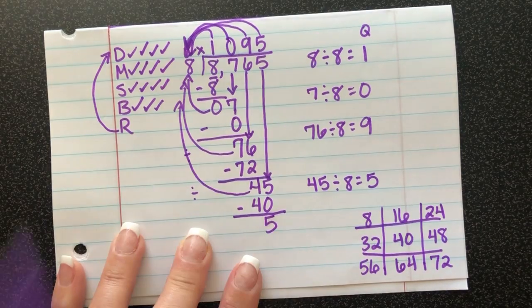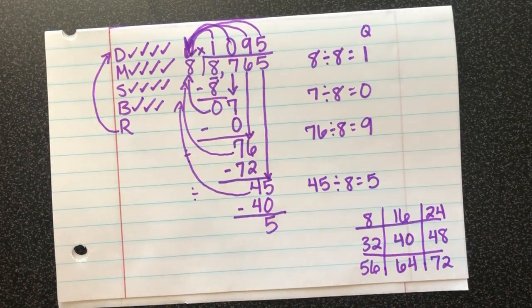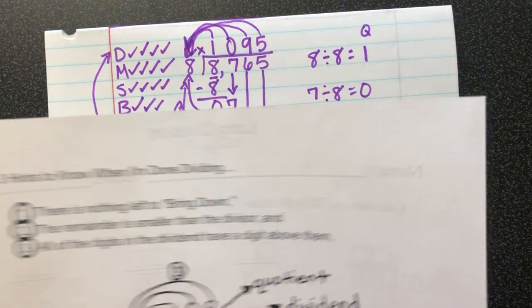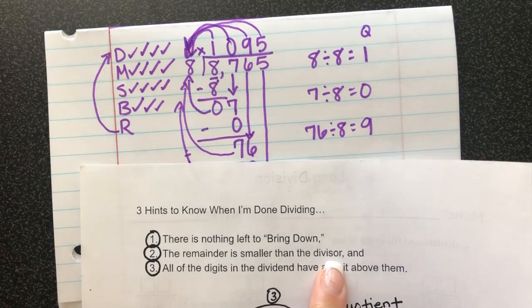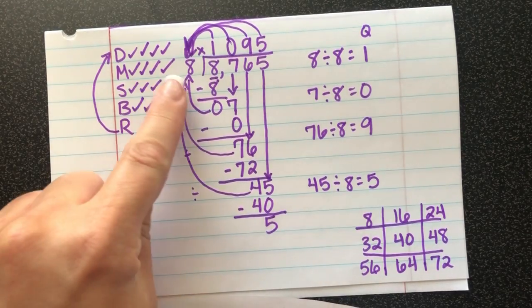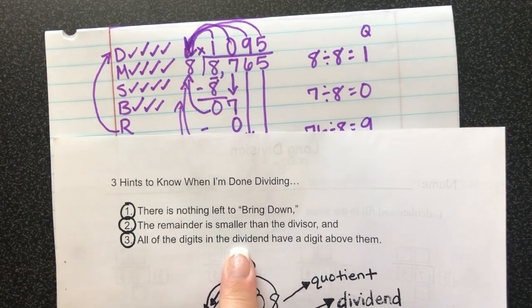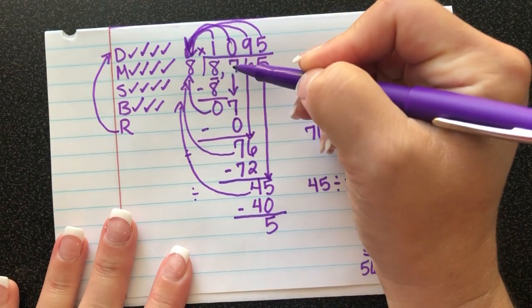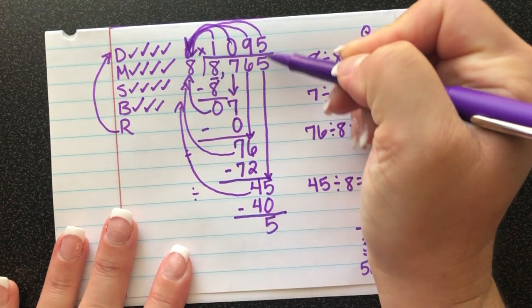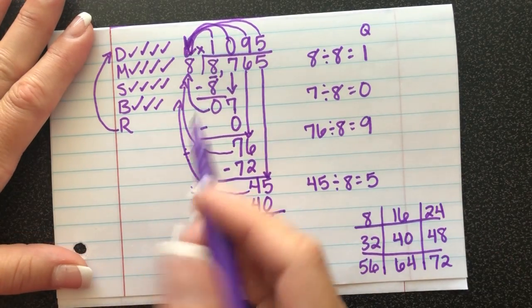Next step would be to bring down, but there's nothing to bring down. So that's my first hint that I'm done dividing. Second hint, is the remainder smaller than the divisor? 5 is less than 8, so yes it is. Number 3, all of the digits in the dividend have to be covered. Well, this one's covered, that one's covered, that one's covered, and that one's covered. So I'm done dividing. Now I need to do my multiplication to check it.